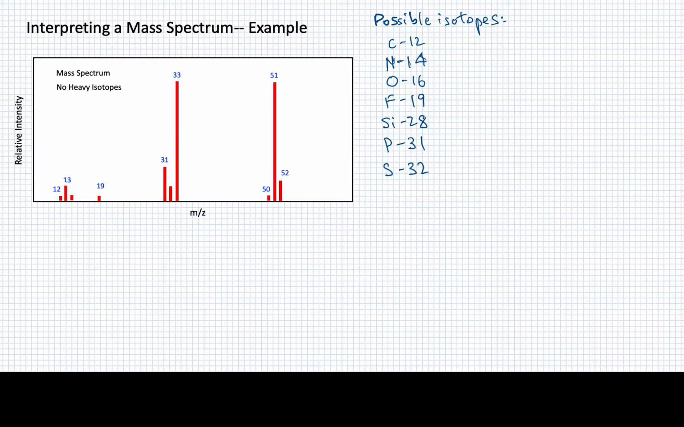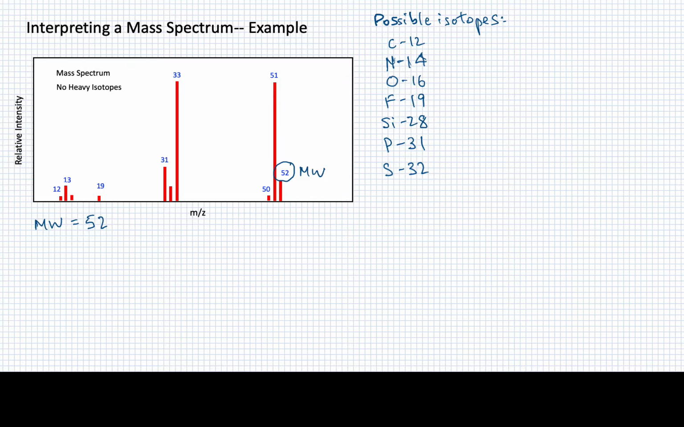First and foremost, and you really need to learn this, the highest mass peak here represents the molecular weight of the compound. So already, without doing any work really, we know that the molecular weight of our compound must be 52. That's the highest mass peak.